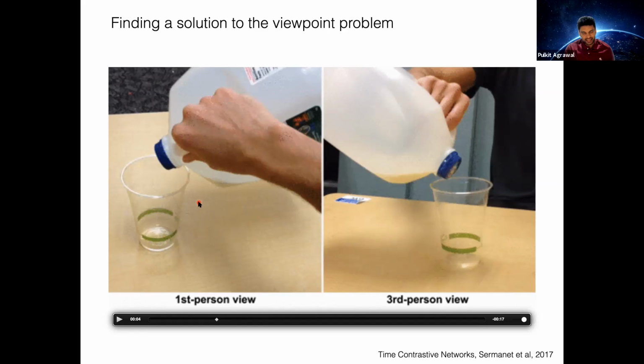So how do we learn systems which, if trained on third-person videos, can perform well on first-person videos? One idea over here is that we want to learn feature representations which are invariant to the viewpoint.